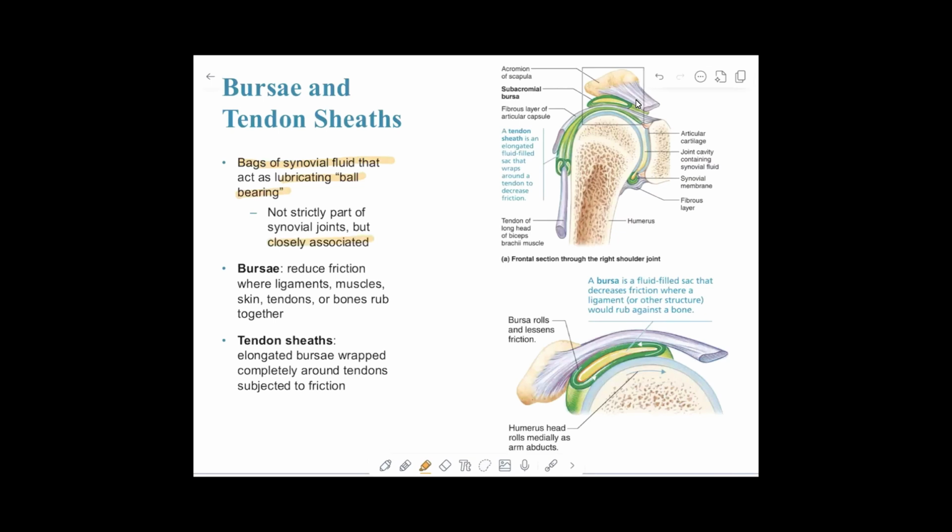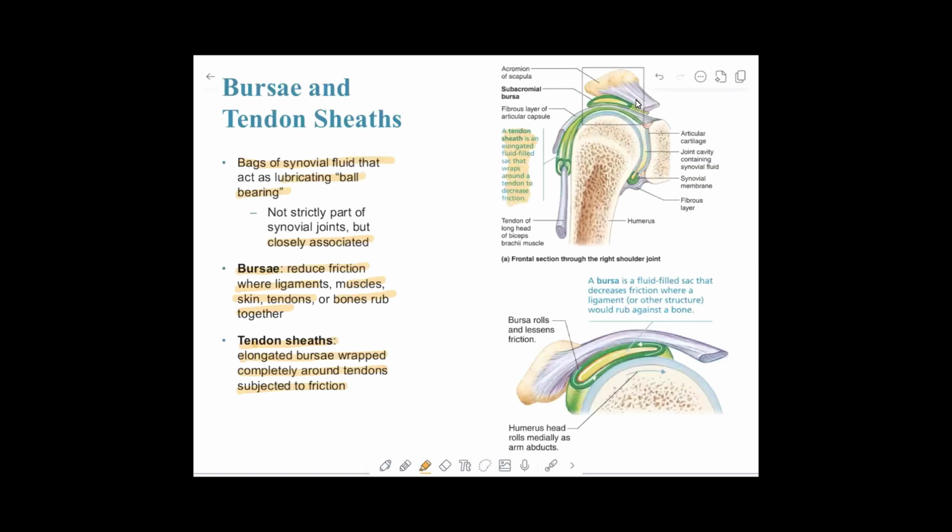So the bursa reduces friction where ligaments, muscles, skin, tendons, and bones rub together. And the tendon sheath is basically a bursa, but it's an elongated bursa wrapped around another tendon subjected to friction. A really good analogy for the tendon sheath is to think about the hot dog bun that's around the hot dog. If the hot dog would be the tendon, the hot dog bun would be the tendon sheath.